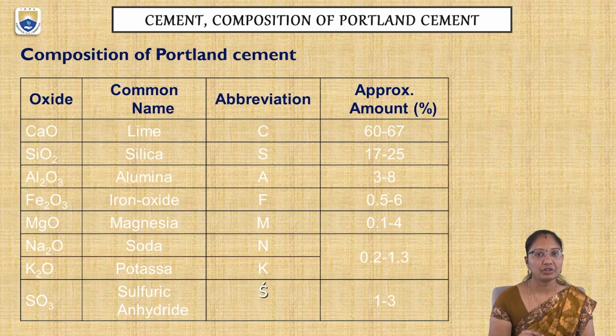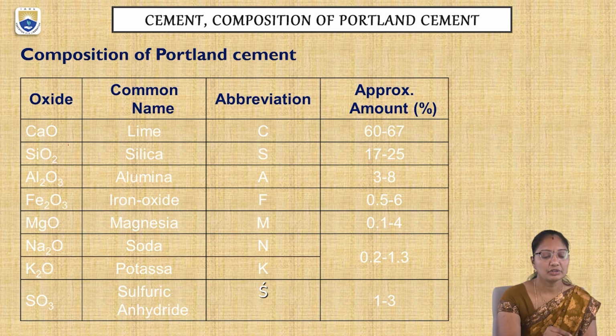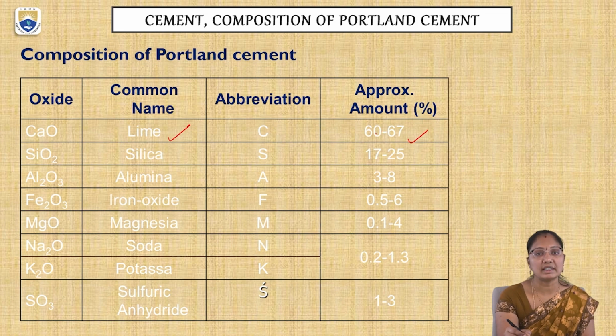So coming to the composition of Portland cement, it is a combination of calcium, aluminate and silicates. Calcium oxide, which is lime, is around 60 to 67% in the composition of Portland cement. Silicon dioxide, the common name of which is silica, is around 17 to 25%. Then aluminum oxide, which is called alumina, is around 3 to 8%, followed by iron oxide, which is 0.5 to 6%.